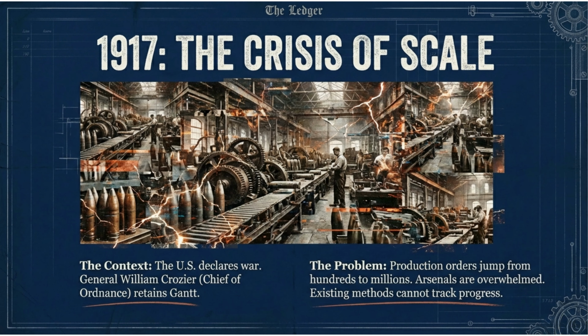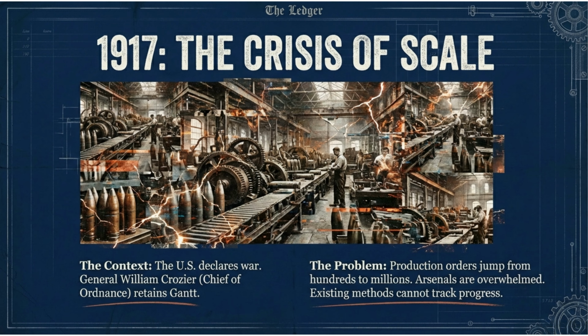Now here is where things get truly dramatic. The year is 1917. The United States enters World War I. And suddenly, overnight, the demand for military equipment doesn't just increase, it explodes. We're talking about production orders jumping from hundreds to millions. The U.S. Army's Chief of Ordnance, General William Crozier, is staring at an impossible logistics problem. His arsenals are completely overwhelmed.